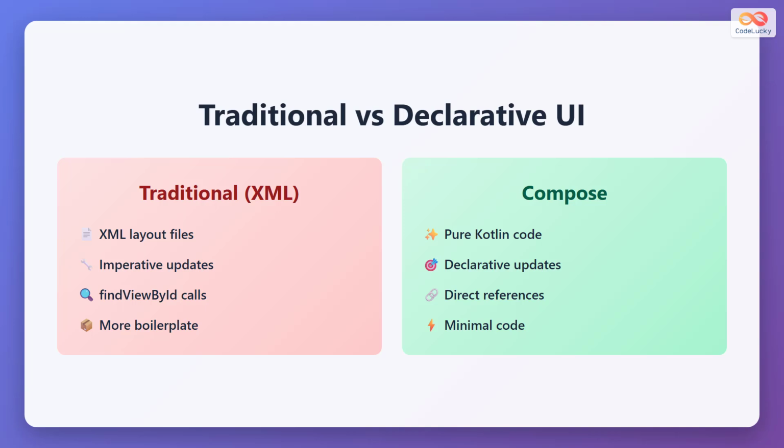Let's compare the traditional approach with Compose. Traditional Android development uses XML layout files, requires imperative updates where you manually change UI elements, relies on findViewById calls to access views, and involves substantial boilerplate code. In contrast, Compose uses pure Kotlin code, provides declarative updates where the UI automatically reflects data changes, offers direct references to components without searching for them, and requires minimal code to achieve the same results.